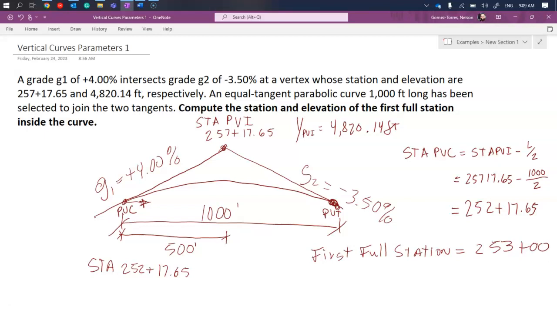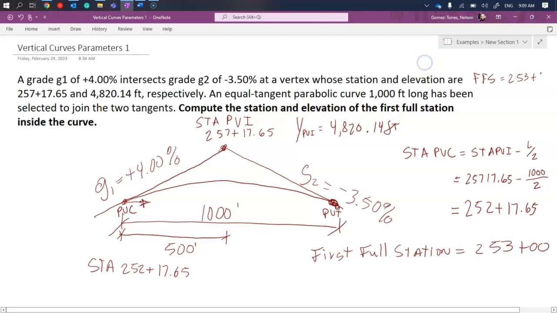Now, that's half the answer. The other answer that we need is the elevation of that first full station. I'm going to write the first full station over here on top so I can have more space to work that out. But this will be the first full station. Let's go like that for now. 253 plus 00. Let me erase some things here.